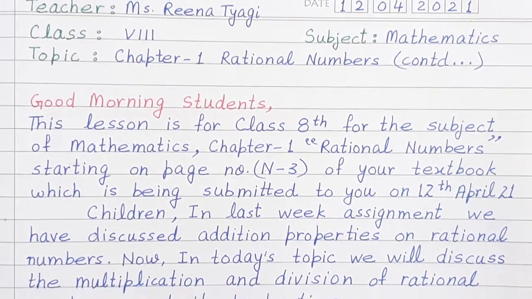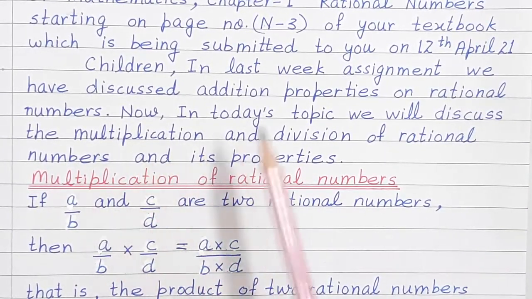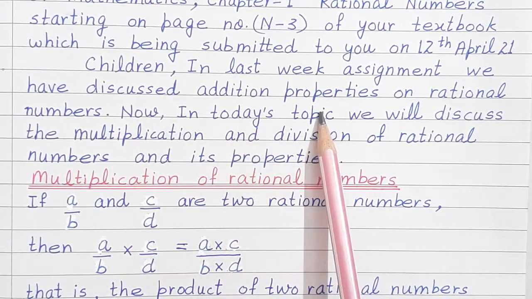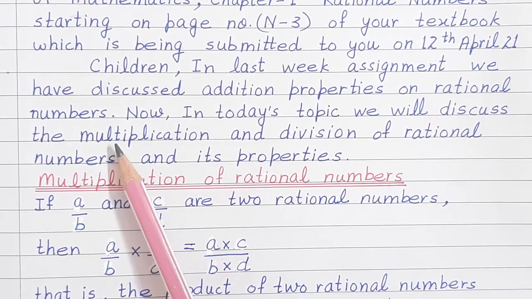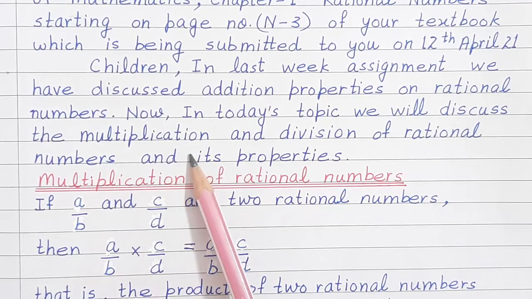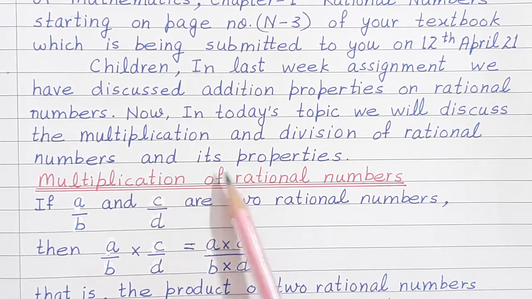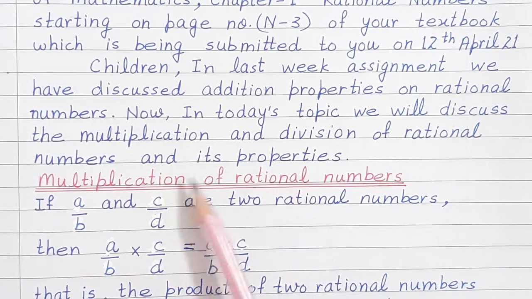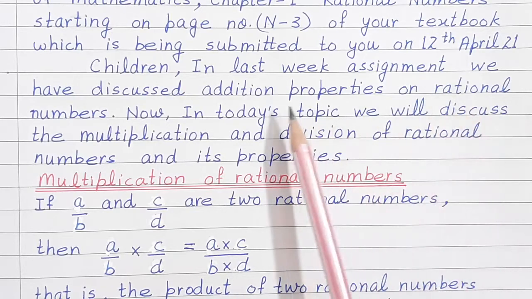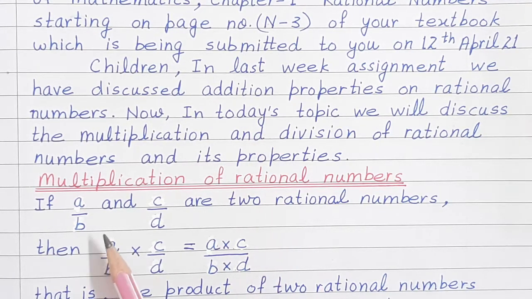Children, in the last week's assignment, we discussed addition properties on rational numbers. Now, in today's topic, we will discuss the multiplication and division of rational numbers and its properties. Students, remember, along with addition properties, we have also discussed subtraction properties. So let us start today's topic, multiplication of rational numbers.